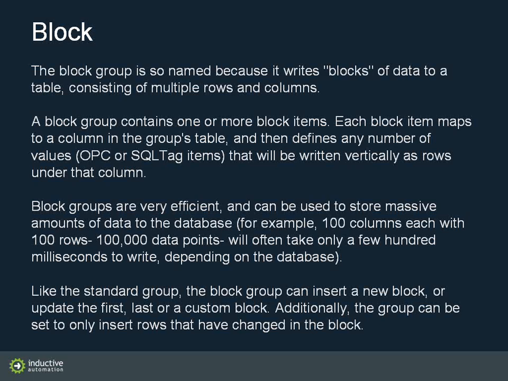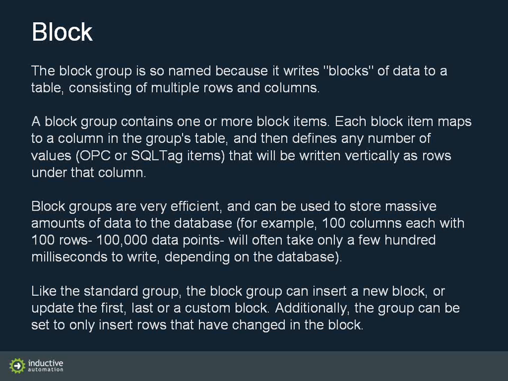The next one here is a block data group. The block data group is a group that writes blocks of data to a table consisting of multiple rows and multiple columns. You can sort of think of the block group as turning a database table on its side. Basically, a block group will contain one or more block items. Each block item maps to a column in the group's table and then defines any number of values, OPC or SQL tag items, that will be written vertically as rows under that column.